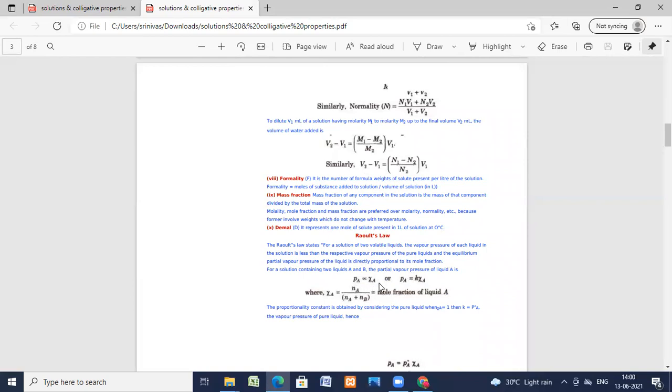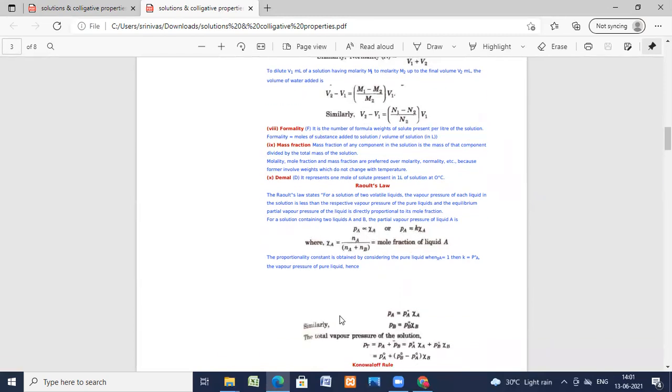So Pa is proportional to Xa. Pa is equal to K into Xa. Xa is equal to Na by Na plus Nb, which is the mole fraction of liquid A. So for any solution containing two liquids A and B, the partial vapor pressure of liquid A is Pa and its mole fraction is Xa. Pa is proportional to Xa, Pa is equal to K into Xa, and Xa is the number of moles of component A by the total number of moles.